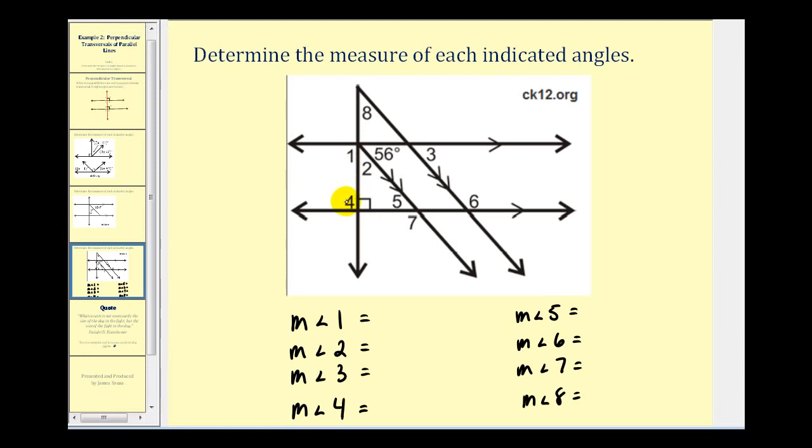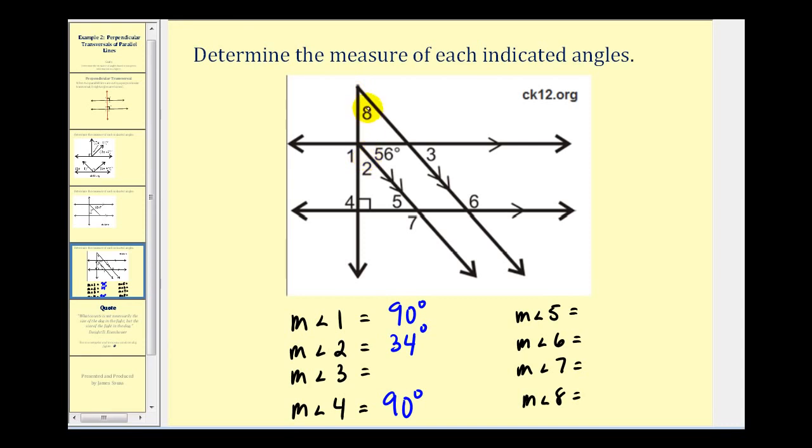So this tells us that the measure of angle 4 must be 90 degrees, as well as the measure of angle 1. And we also know that the measure of angle 2 plus the measure of angle 56 must equal 90 degrees, so that leaves 34 degrees for angle 2.